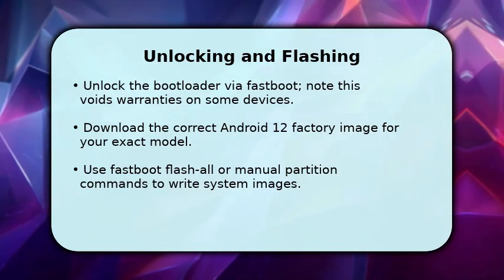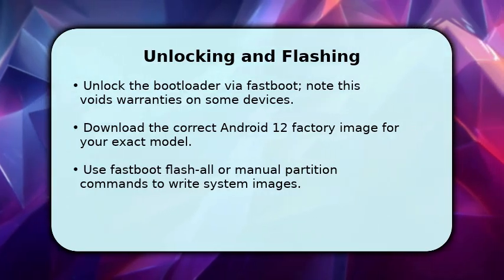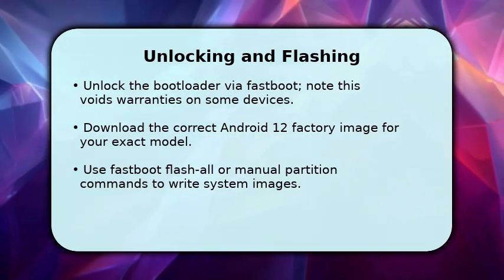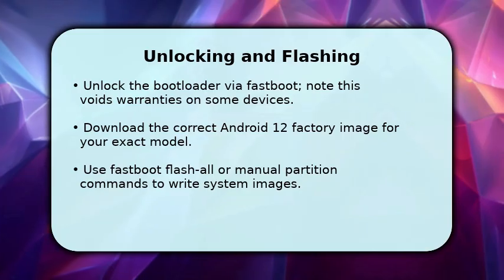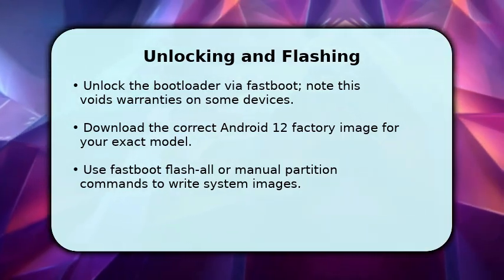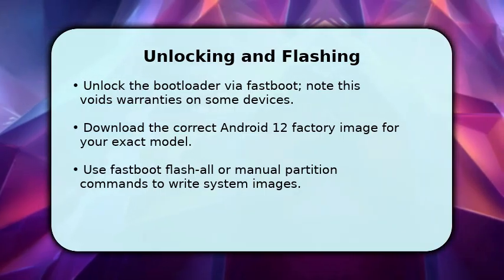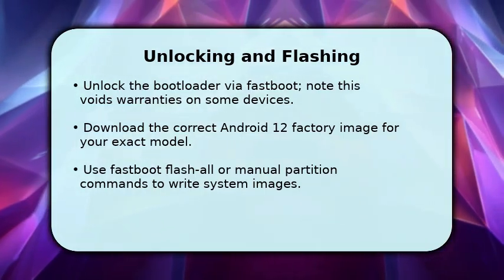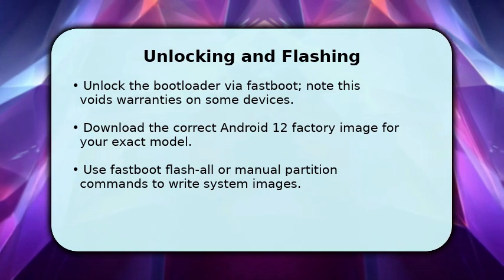Next, download the exact Android 12 factory image for your model and extract it into the Platform Tools folder. Then use the provided flash-all script or run fastboot flash commands for boot, system, vendor, and vendor_boot partitions manually. Make sure each command completes without errors. If a step fails, stop and note the error for troubleshooting before proceeding.